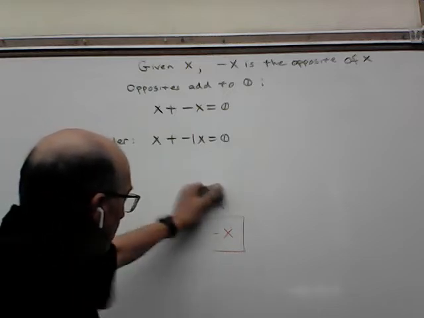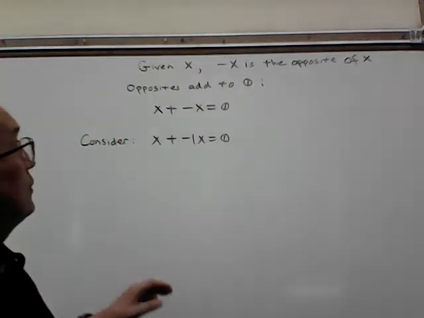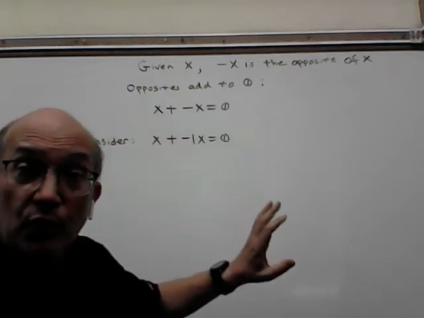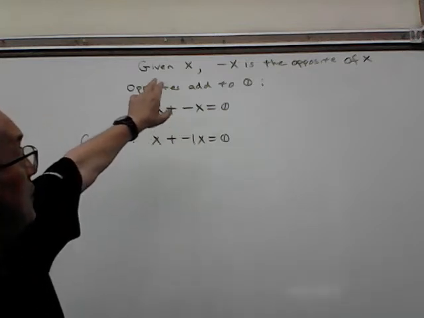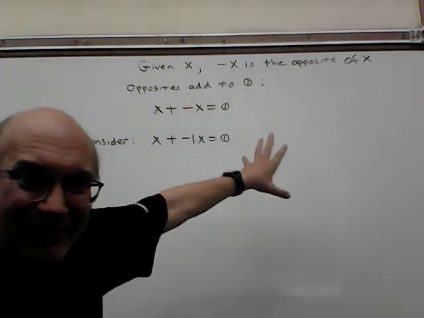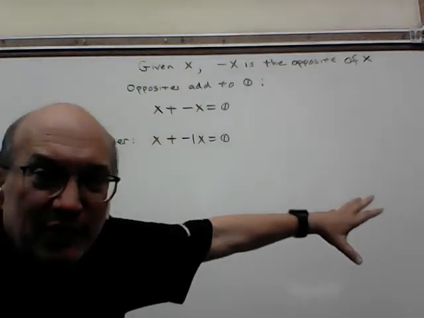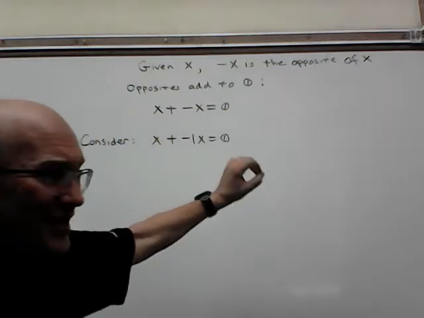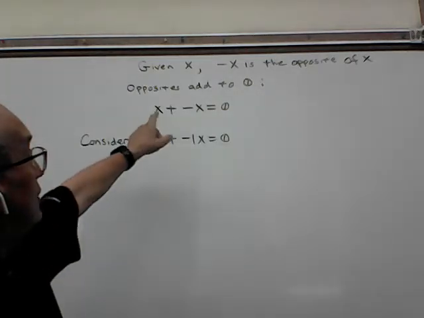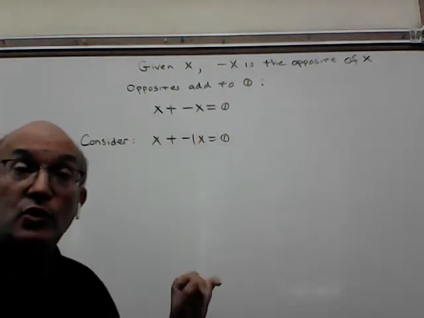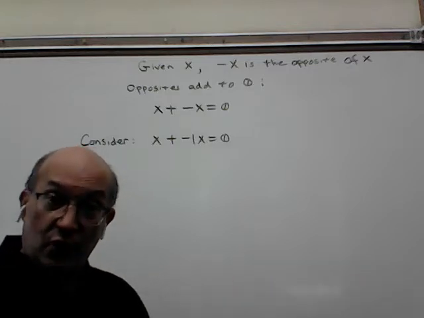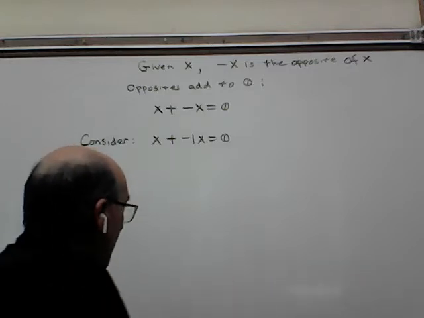So we're going to begin with two things we're going to assume are true. First, given a number x, we put that minus sign in front of it, and we get the opposite of x. When you put a minus sign in front of x, it's the opposite of x. And the other thing we're going to assume is that when you add two opposites, you get 0. X plus the opposite of x is 0. This, again, is something you've known for a long time.